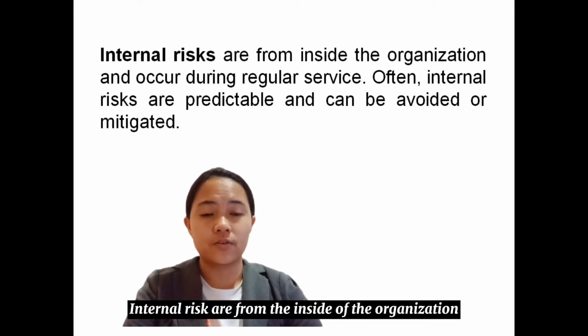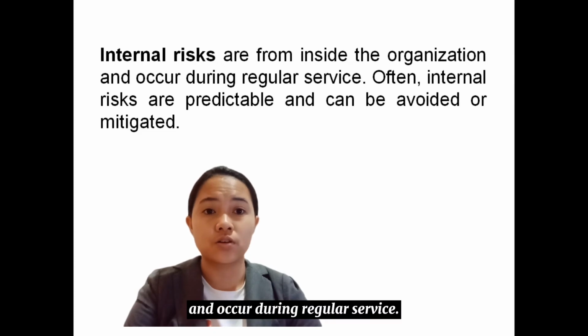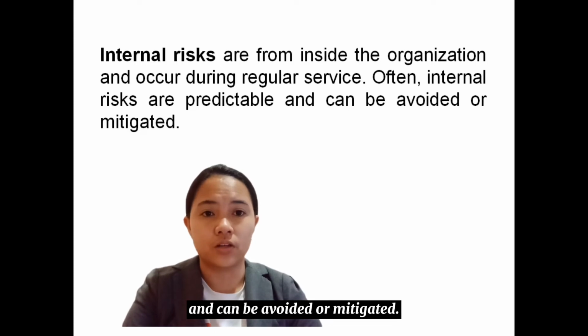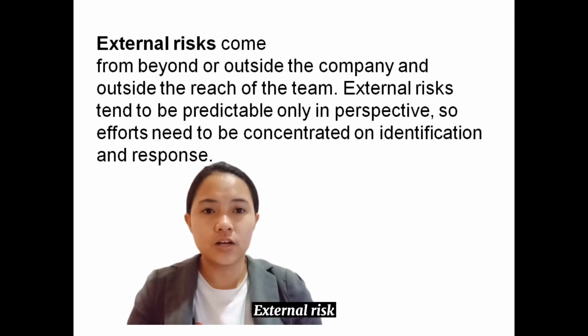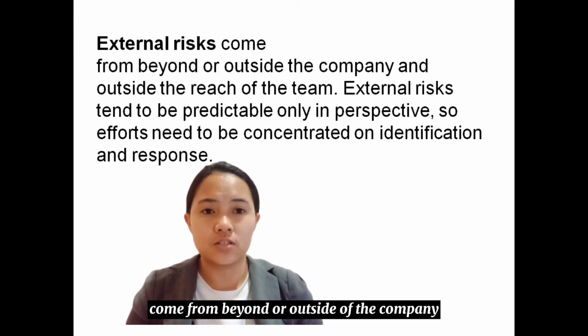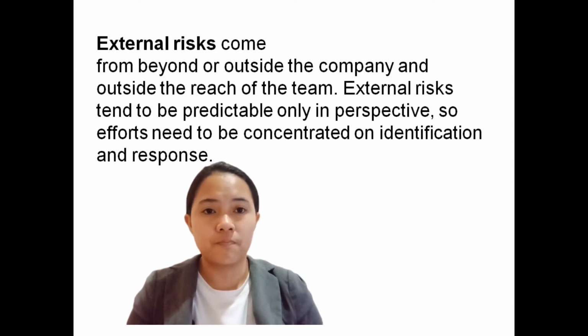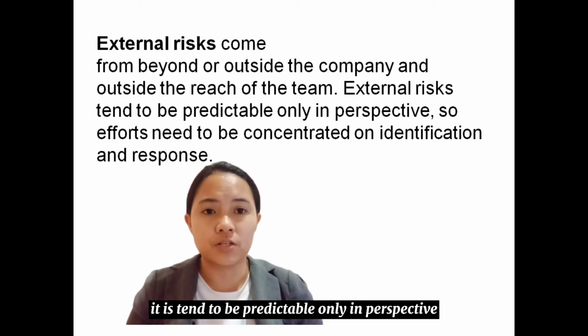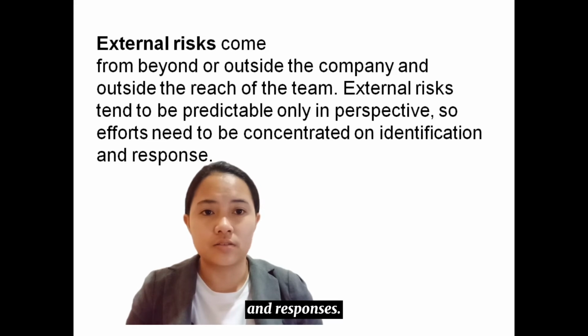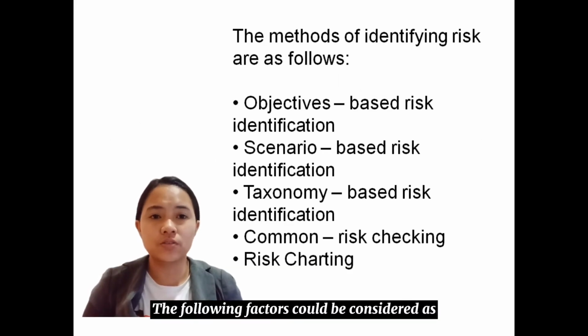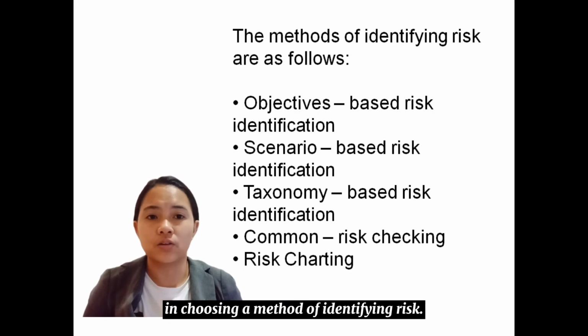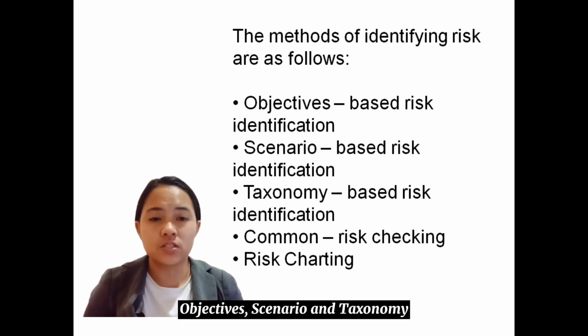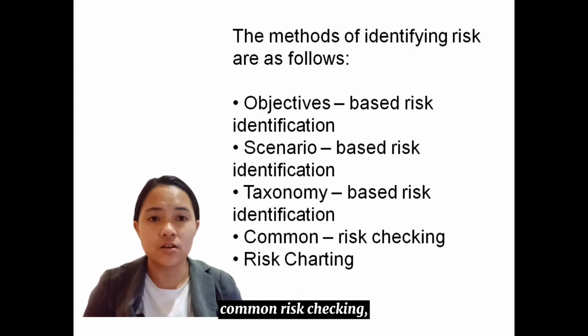Internal risks are from the inside of the organization and occur during regular service. Often, internal risks are predictable and can be avoided or mitigated. External risks come from beyond or outside the company and outside the reach of the team. They tend to be predictable only in perspective, so efforts need to be concentrated on identification and responses. The following factors could be considered as determinants in choosing a method of identifying risk: objectives, scenario and taxonomy-based risk identification, common risk checking, and risk charting.